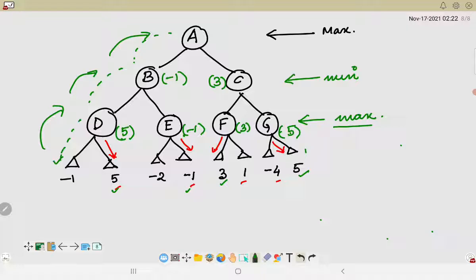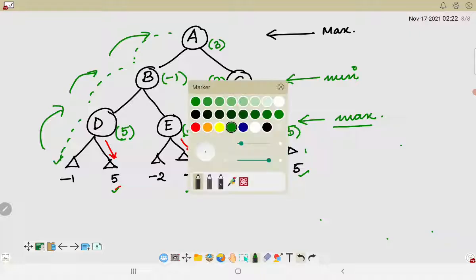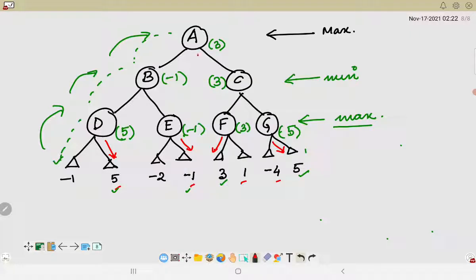And out of this, again next chance will be Max's. So Max will take 3. That means the move or the search will take place in this particular direction.